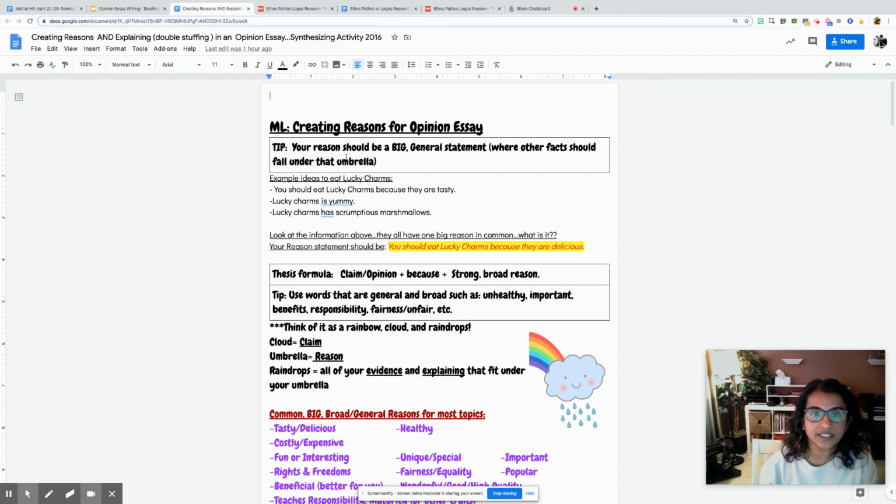So, your reason is your big general statement. Some ideas: we talked about Lucky Charms, how it's yummy, it has marshmallows, and they're tasty. Well, the main reason that you could use for all three of those could be that they simply taste delicious. They taste good, right? And our formula for our topic sentence would be our claim, which is Lucky Charms should be served because, and then you give your reason, which is they're delicious or they're tasty.